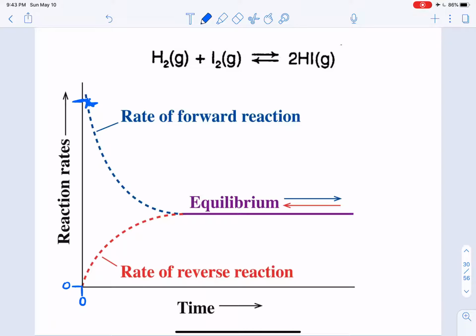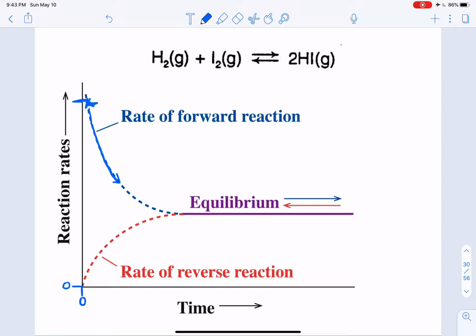And as the reaction progresses, as we react more and more H2 and I2 together, the reaction rate is going to come down. So we're going this way. The hydrogen gas and iodine gas are having a harder and harder time finding each other in order to collide.